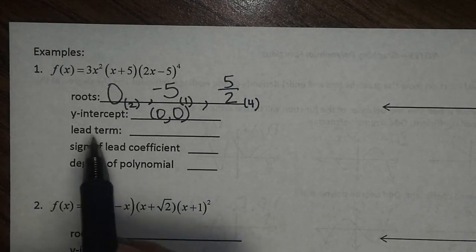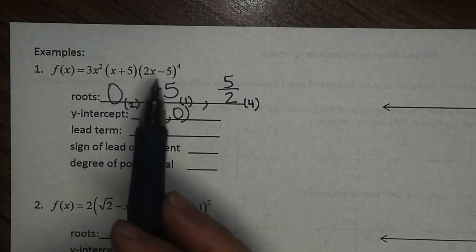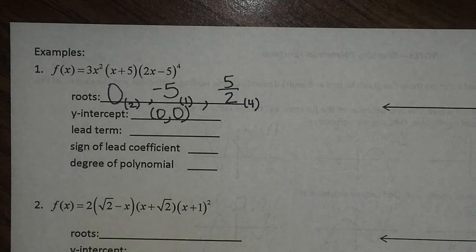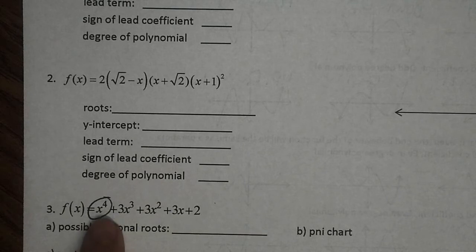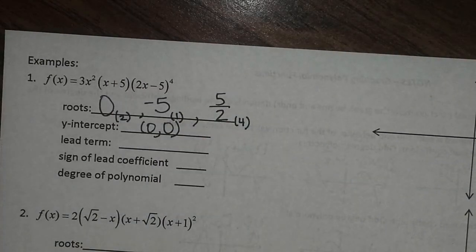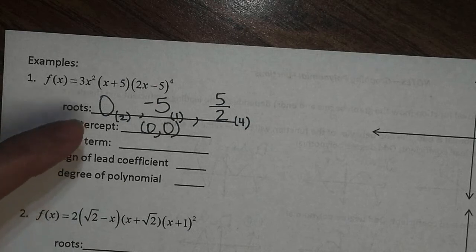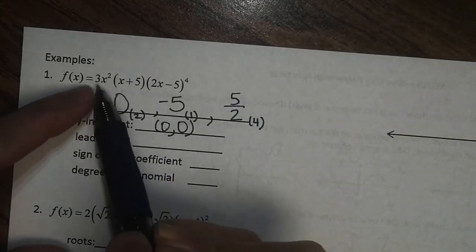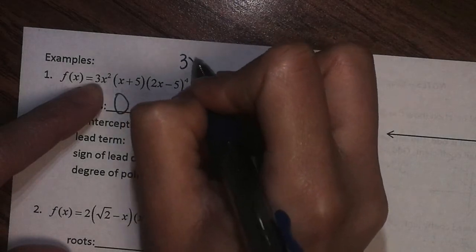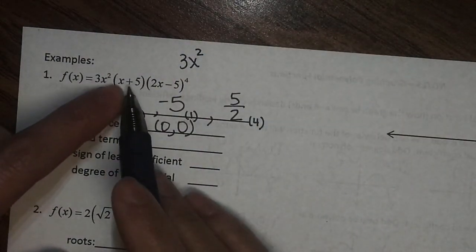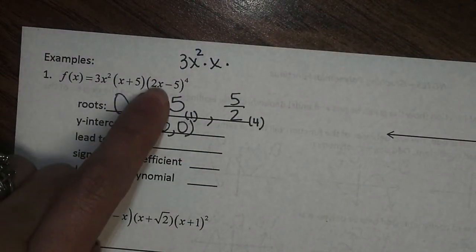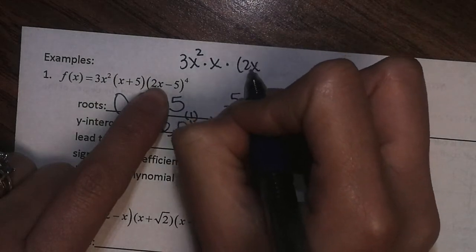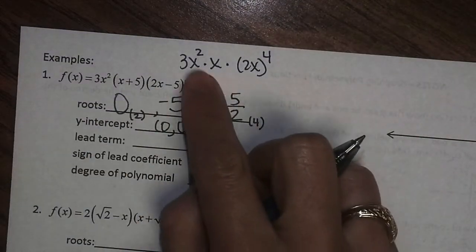Next, the leading term. For the leading term, we're going to have to try to FOIL this out, but not all the way. So the leading term should be in standard form, like for example, that's my leading term right there. So right now, I need to pretend like I'm going to FOIL this out. So here's how you would do it. You would take the 3x squared times this x times this 2x to the 4th. That is going to give you the leading term.